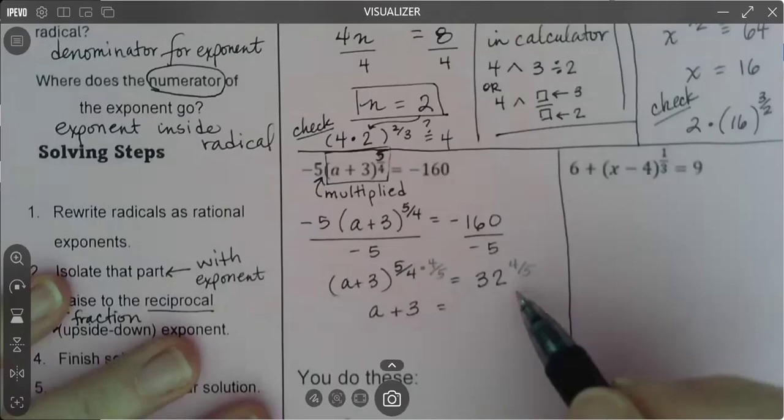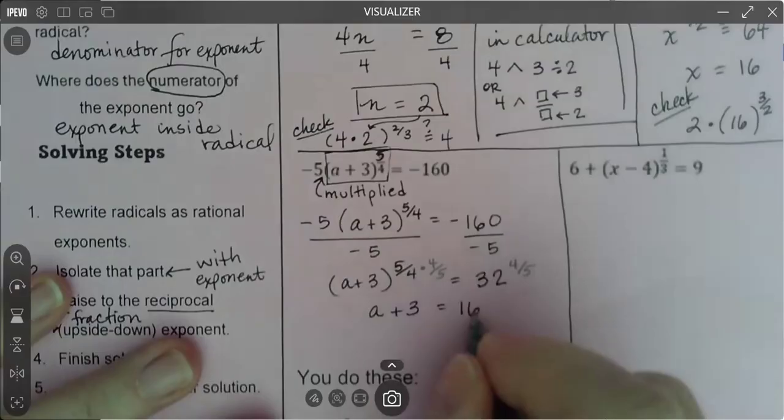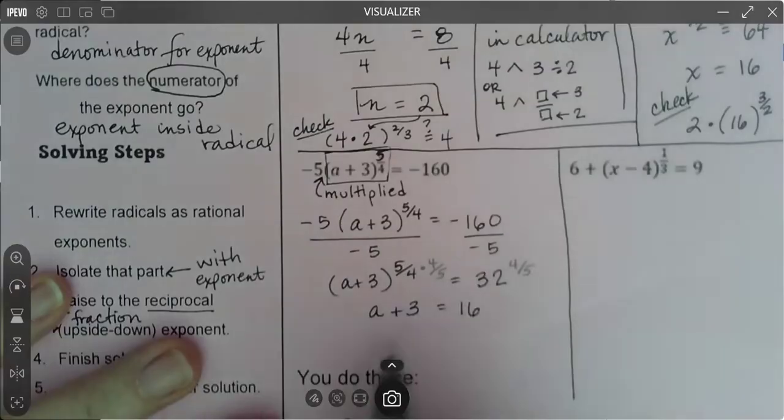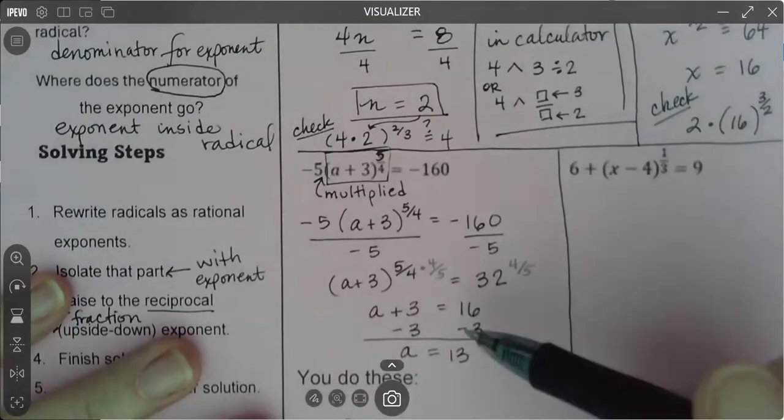You calculate this, you get 16. And then to solve for a, you would subtract 3 on each side. A is 13, and you can substitute and check your answer.